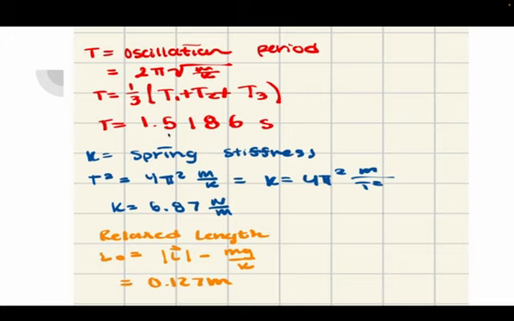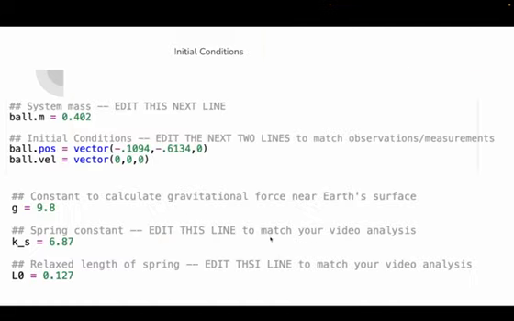And from that, we can calculate the spring stiffness, which we can calculate by inputting data into this formula. For me, I got 6.87 N/m. And our relaxed length, or L naught, is equal to the magnitude of L minus mg over k, which for me, I got 0.127 meters.